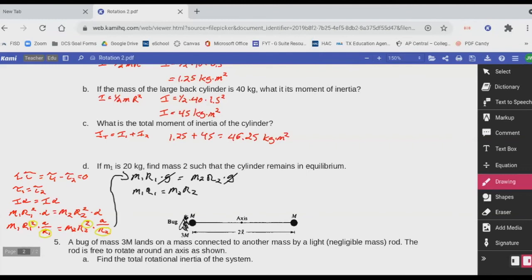We're trying to solve for m2, so let's divide both sides by r2. We have m1 r1 divided by r2 is equal to m2. Now, m1, they told us, is 20 kilograms. r1 is 0.5, it's in the picture. r2 is 1.5, it's in the picture. When we take 20 times 0.5 divided by 1.5, when I did that, I got 6.67 kg equals m2.